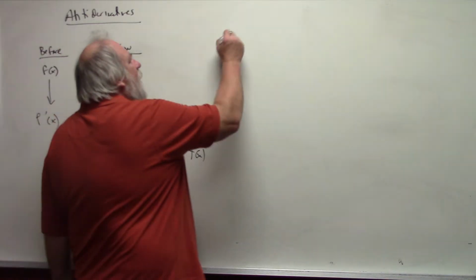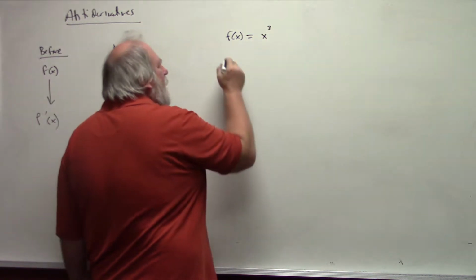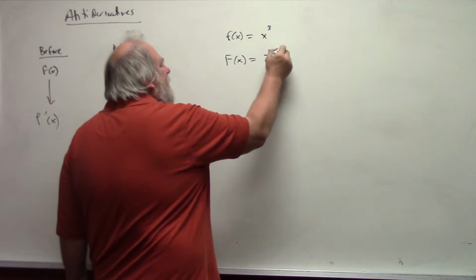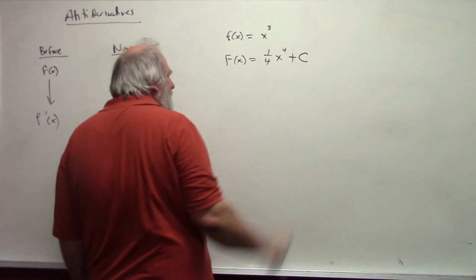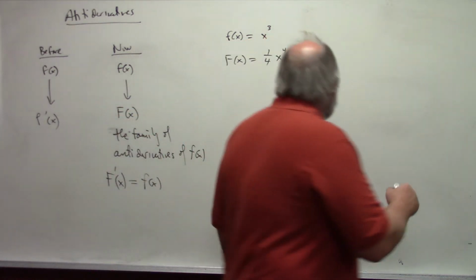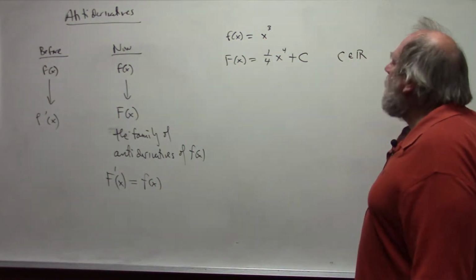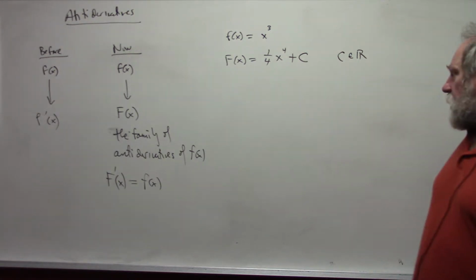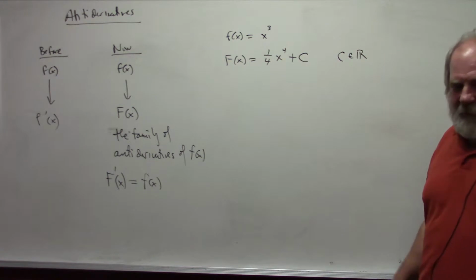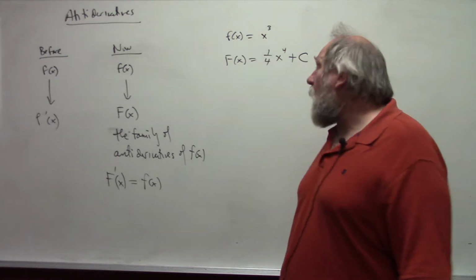For example, if little f of x is x cubed, then capital F of x would be 1/4 x to the 4th plus c, where c represents a constant, c is any real number. Because if I take the derivative of that, the constant goes away and I get exactly what I started with. This is using what's called the reverse power rule.